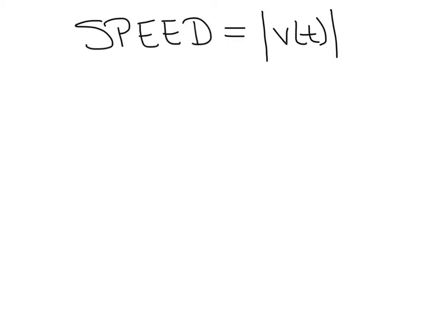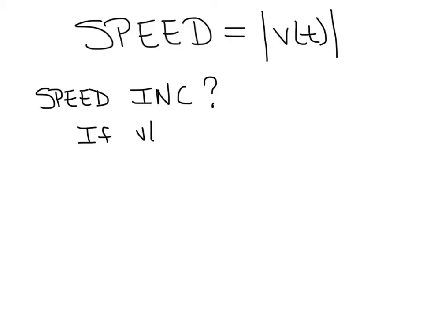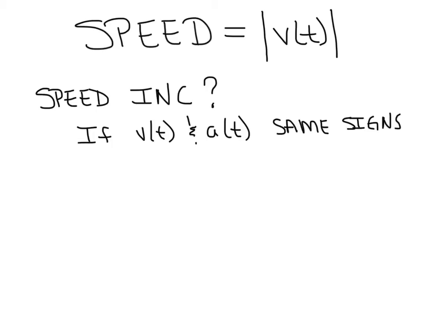And here's what we need to know tonight. They're going to ask us, when is the speed increasing? Not just positive, but when is speed increasing? And here's how we're going to go about it. If velocity and its derivative, acceleration, have the same signs, and what I mean by that is they're either both positive at the same time or they're both negative simultaneously, then we'll say the speed is increasing. Now, if they don't have the same signs, then we'll say speed's decreasing.